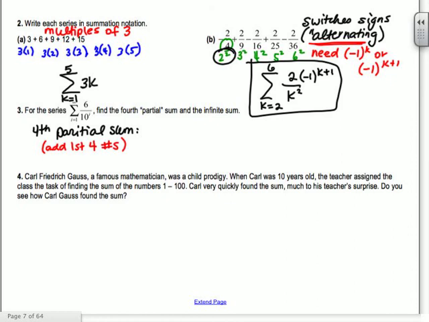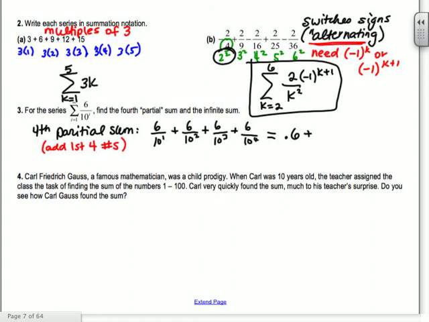Okay, so if I plug in 1, I get 6 over 10 to the first. If I plug in 2, I get 10 to the second. Plug in 3, I have 10 to the third on the bottom, and 10 to the fourth. This would be the fourth partial sum. Okay, the first one is 6 tenths. 6 tenths, when you guys first learned decimals, what decimal is that? 0.6, right? That's 6 tenths.